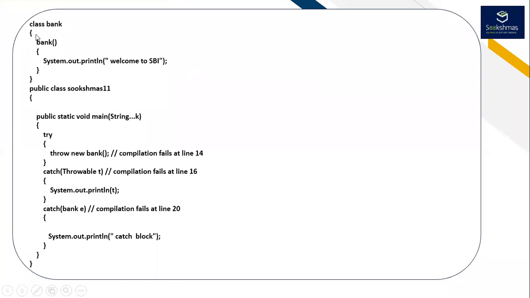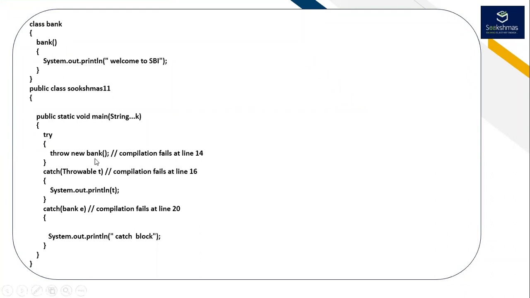And this is the next question, guys. Class Bank. Here we have a constructor with System.out.println, "Welcome to SBI". Here we have one more class, public class Sukshmas11. Execution of the program begins from main. Here we have a try-catch. Inside the try, with the help of the throw keyword, I'm throwing my exception.